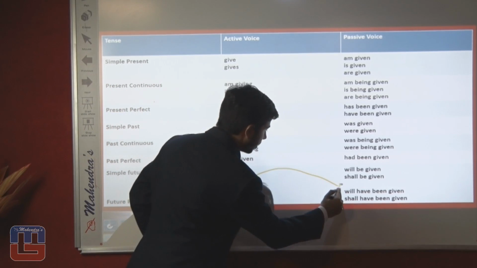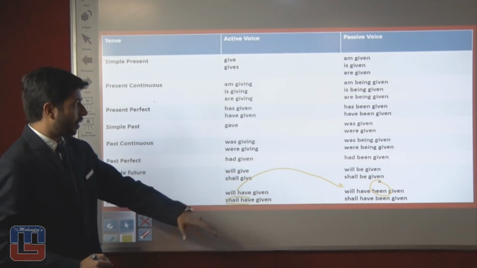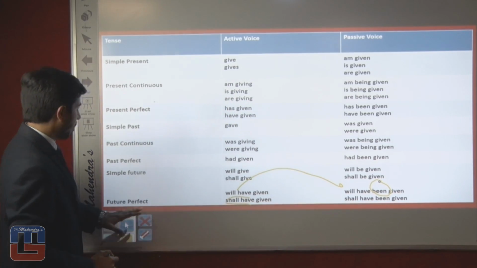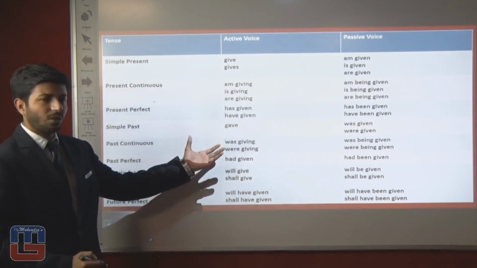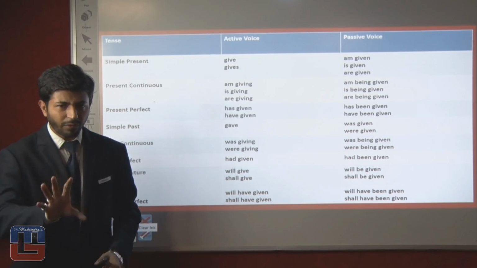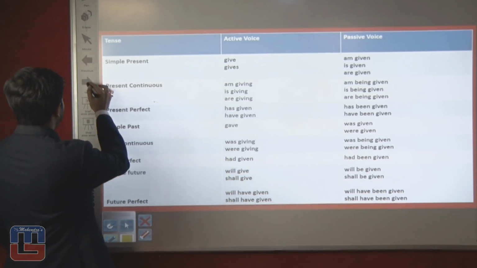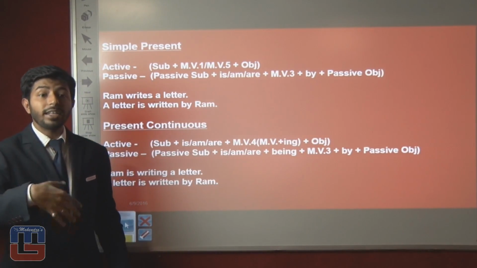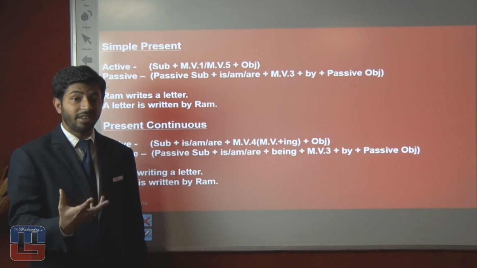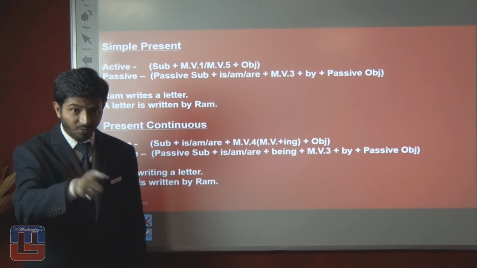The same helping verbs are used here, but been is a word which makes a clear difference between the active voice and the passive voice of the future perfect. So this is a beautiful chart and a short trick by which we get perfect command on the rules of the active voice and passive voice. Next is simple present. Now we are going to the structure-based discussion on the basis of which we get perfect command on active passive voice.